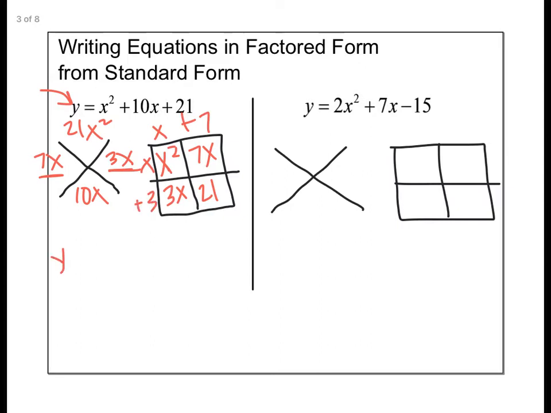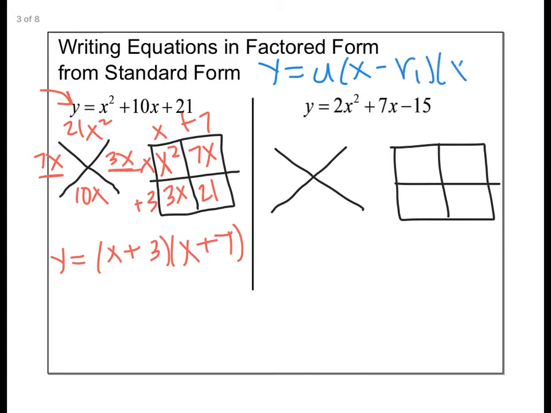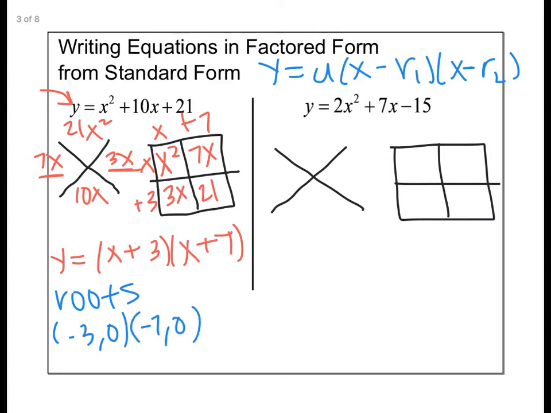So then to rewrite this in factored form, it would be y is equal to (x plus 3)(x plus 7). So if you remember our factored form equation on the previous slide, it's a(x minus r1)(x minus r2). So like your h value in vertex form, your roots lie opposite the sign. So here, my roots would be at -3, 0 and -7, 0. That's where my x-intercepts are. That's where I cross the x-axis if I were to see the graph of it.